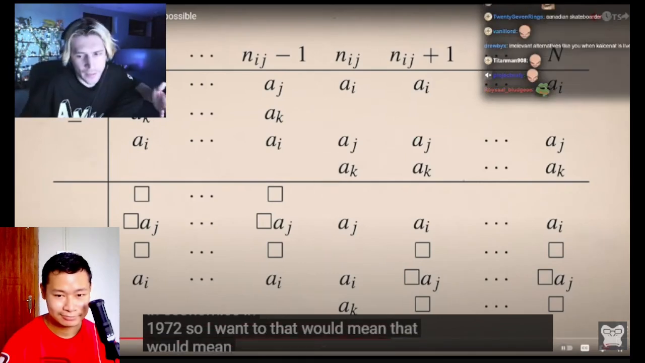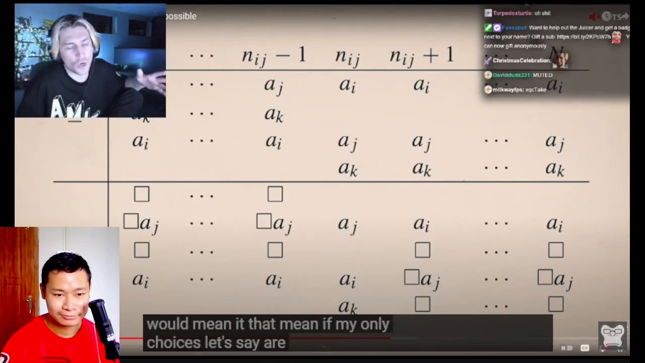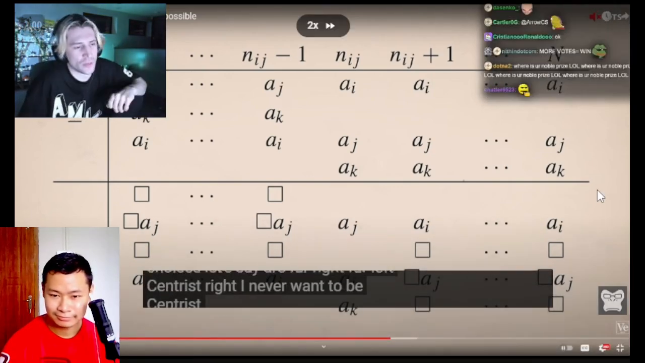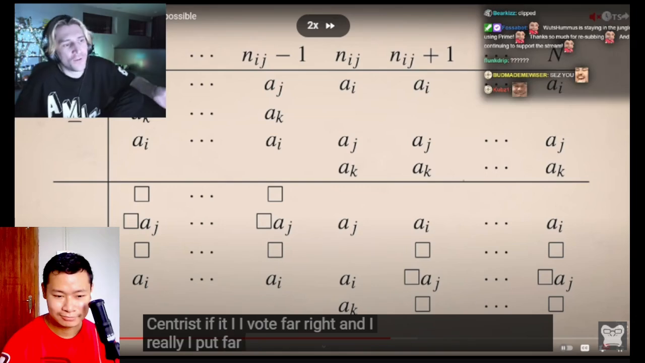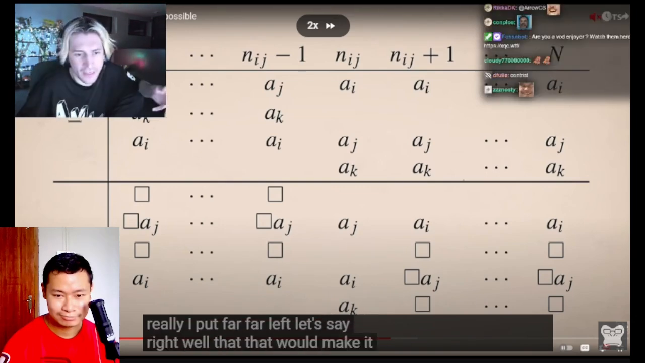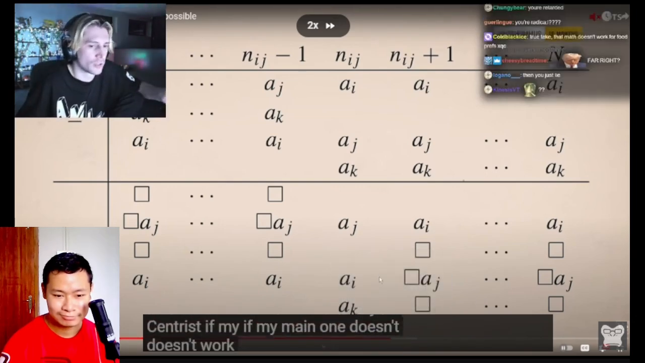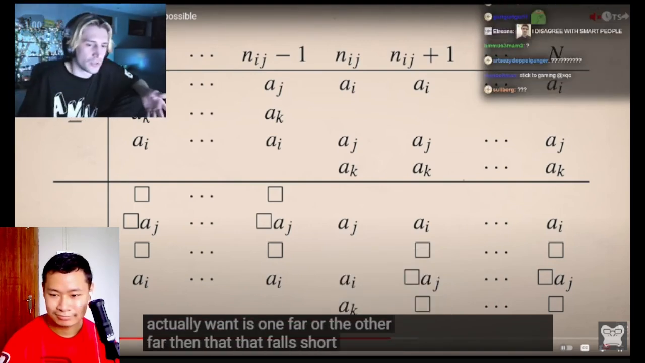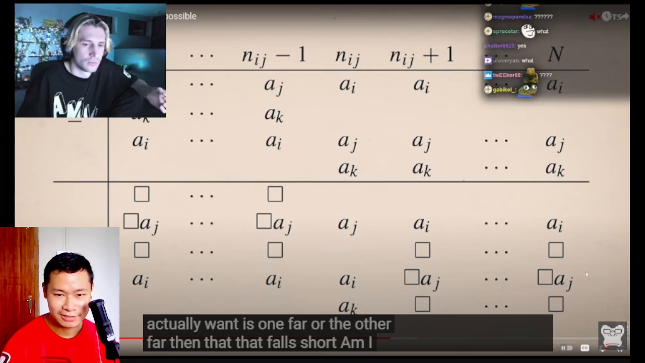That would mean, if my only choices, let's say, are far right, far left, centrist, right? I never want to be centrist. If I vote far right, then I vote far left, let's say, right? Well, that would make it so that the vote would automatically be centrist if my main one doesn't work, right? But if what I actually want is one far or the other far, then that falls short. It's not such thing as centrist.